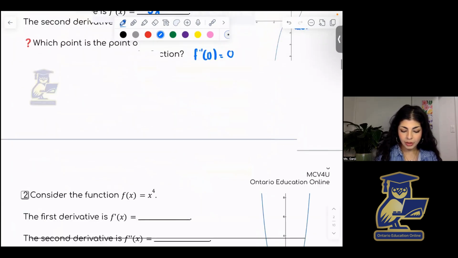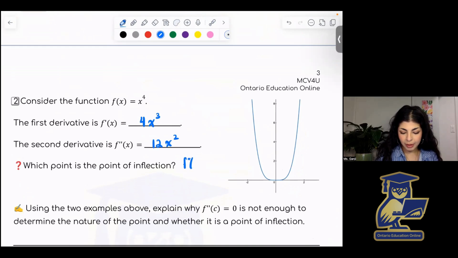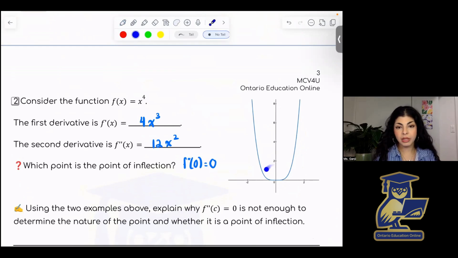Now, let's look at f of x is equal to x to the power 4. The first derivative here is 4x cubed, and the second derivative is 12x squared. Now, we can also see that f double prime of 0 here is 0, but do we have a point of inflection here? So this part is concave up, and this part is also concave up. So this is not a point of inflection because our concavity is not changing.